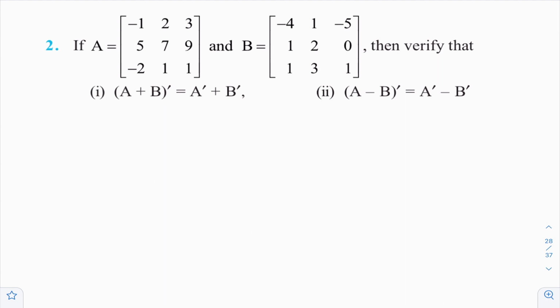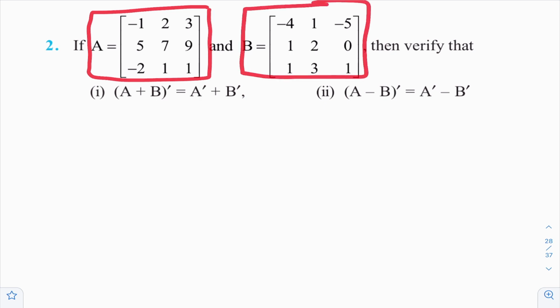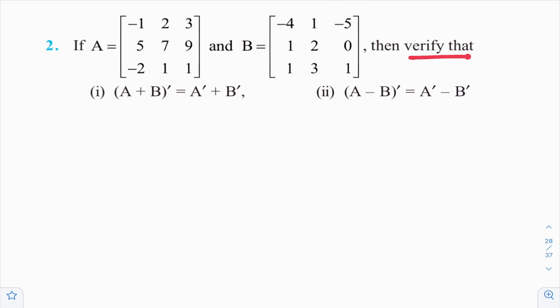Now, we will move to the next question. You observe in the second question, what they have given. They have given matrix A. They have given matrix B. What are they asking? Verify that (A plus B) whole dash equals A dash plus B dash. We need to verify this. To verify this, first, I will calculate the left hand side part. Next, I will calculate the right hand side part. First let's start this solution.